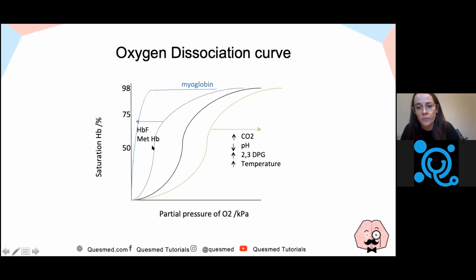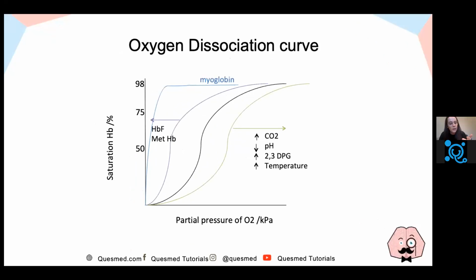There's a way of remembering what shifts the oxygen hemoglobin curve to the right, aka making the hemoglobin have a reduced affinity for oxygen, and that's this: CADET, shift right. So carbon dioxide, increased; all of them are increased. So increased carbon dioxide, increased acid, increased 2,3-DPG, increased exercise, and increased temperature.